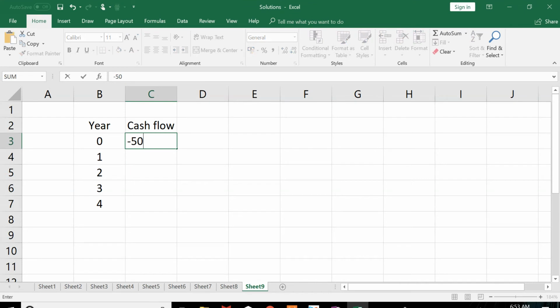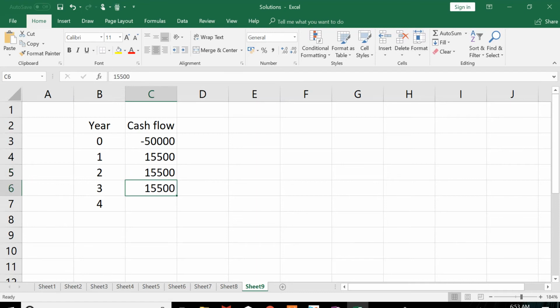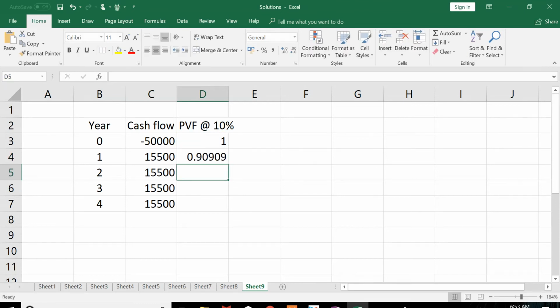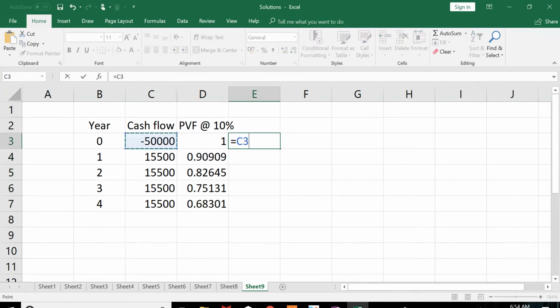Now, minus 50,000 is your initial outflow. Every year we get 15,500. Now I need to start calculating NPV for this. So let's assume I start with 10%. 1 divided by 1.1, again divided by 1.1, it goes on like this, and you do the DCF calculation.